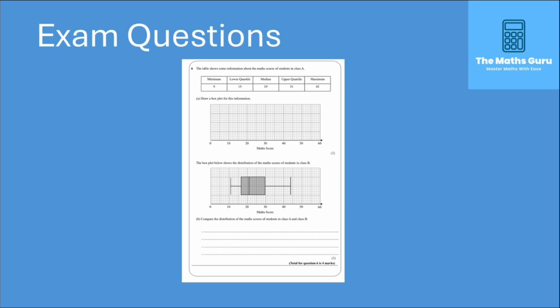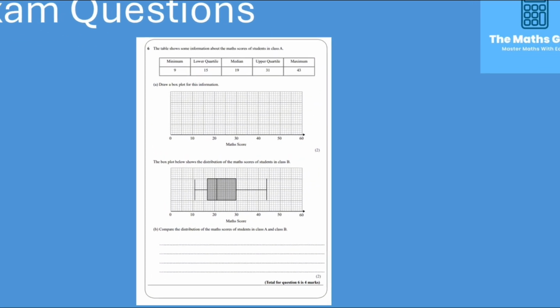We are told that the table shows some information, and we need to draw a box plot about it. So we're told the minimum is 9, so I'm going to draw that in right here. Then our lower quartile is 15, so I'm going to draw that in right here. And our median is 19, so that's going to be about here. And our upper quartile is 31, which is going to be here. And our maximum value is 43, which is going to be here.